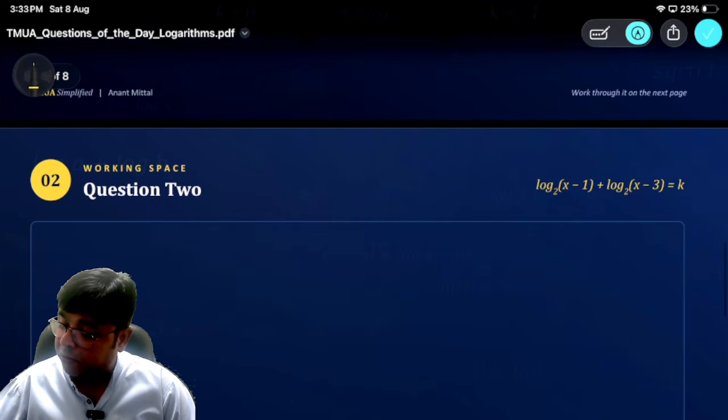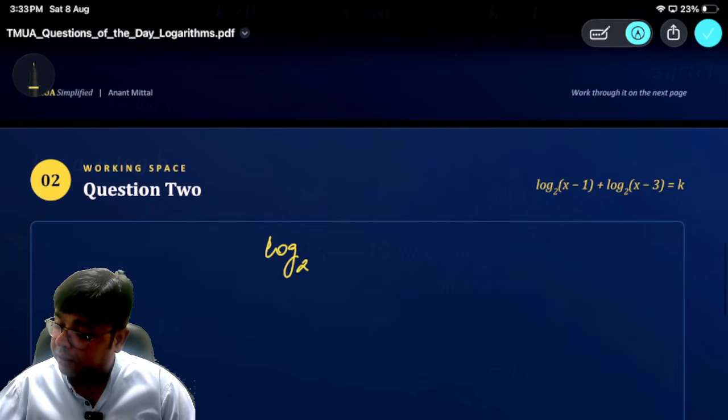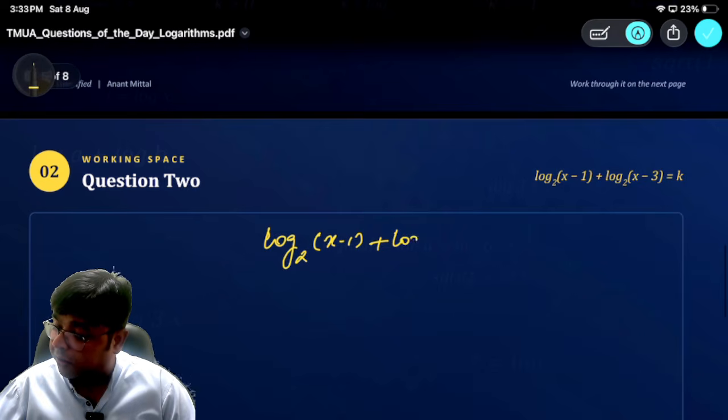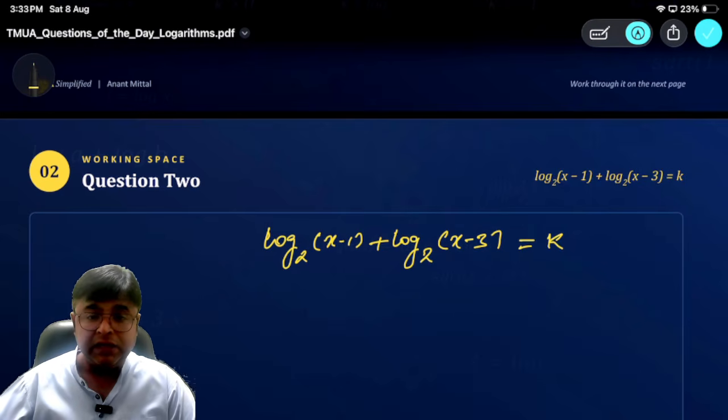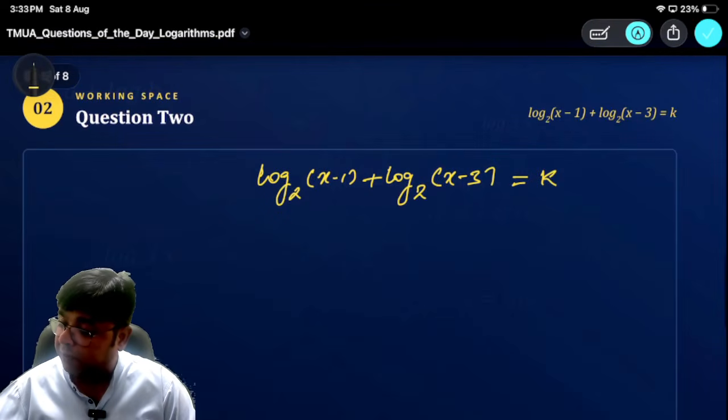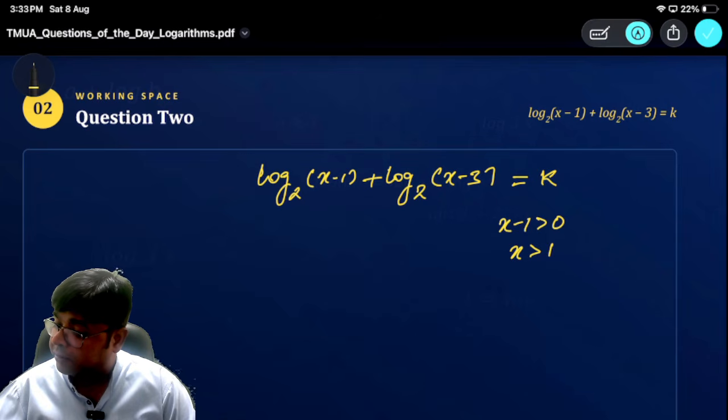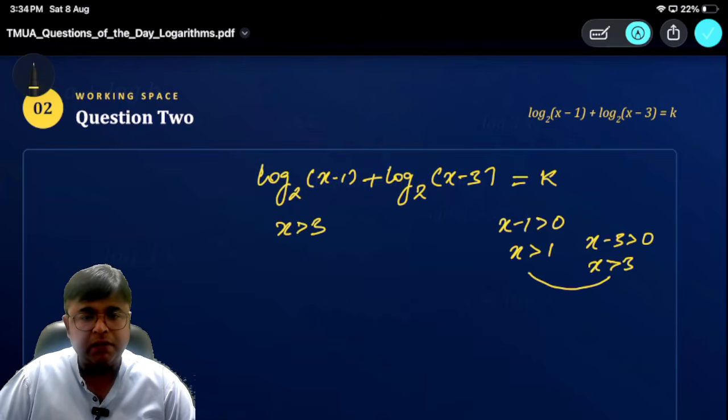If I look at the log, whenever we solve a log equation, it is necessary that we write the initial condition. And what is the initial condition? x minus 1 should be greater than 0, so x is greater than 1, and x minus 3 should also be greater than 0, so x is greater than 3. The common values of these two is x greater than 3. So this is my condition: x should be greater than 3.